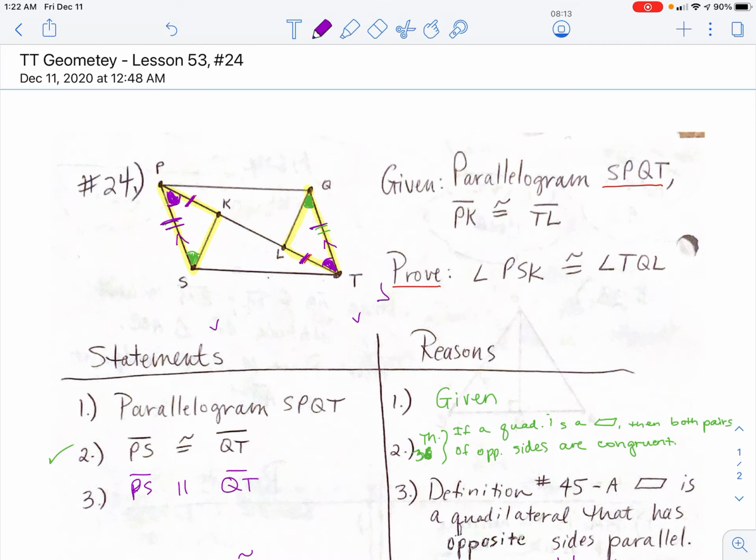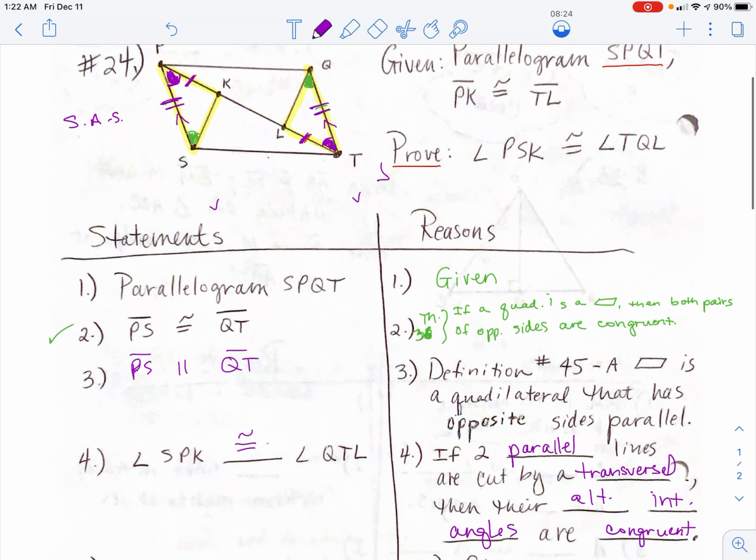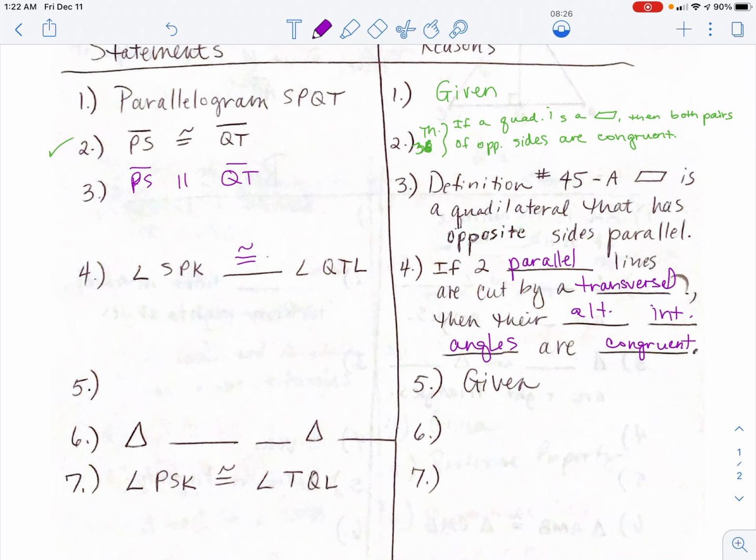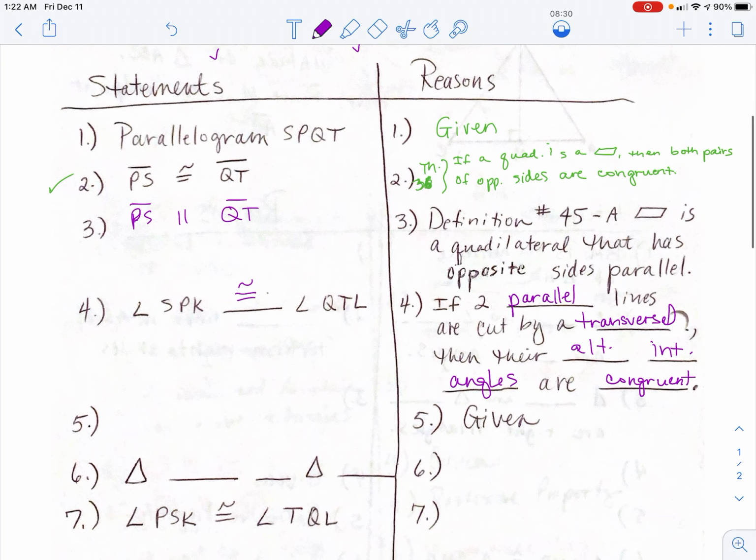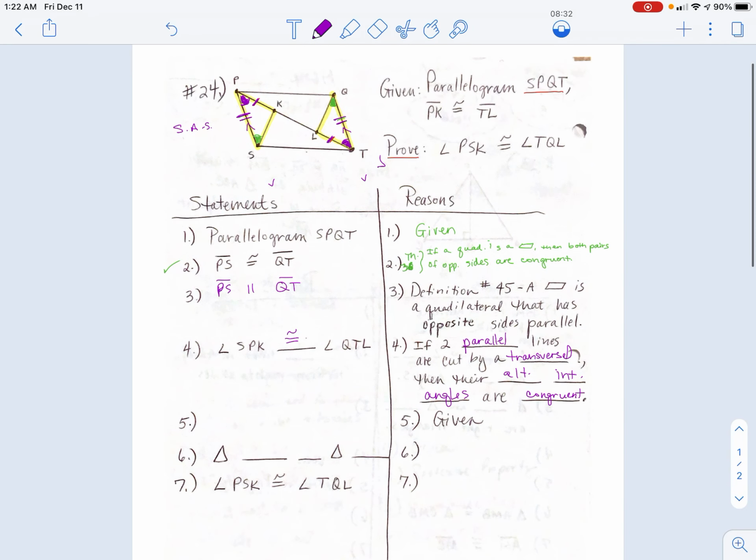Okay, let's go back to what I was doing here. Those three purple parts that I have marked there, we have a side, an angle, and a side. So we proved three parts of those triangles congruent. So we can use this now, the triangles are going to be congruent. But there's one more piece of information that we need to put in here, and that was what was given up here. PK is congruent to TL. That's given.